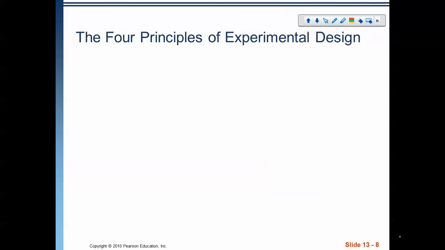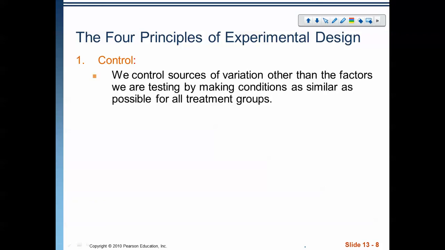There are 4 principles of experimental design that we want to make sure we are trying to attain in every single experiment that we do. These 4 principles are the big 4 pillars that we need to be thinking about every time we perform an experiment. So let's look at those in a bit of detail. The first is control. We need to control sources of variation other than the factors we are testing by making conditions as similar as possible for all treatment groups.